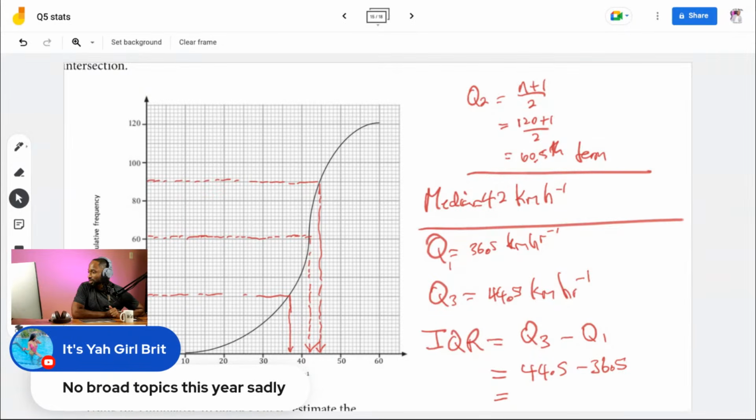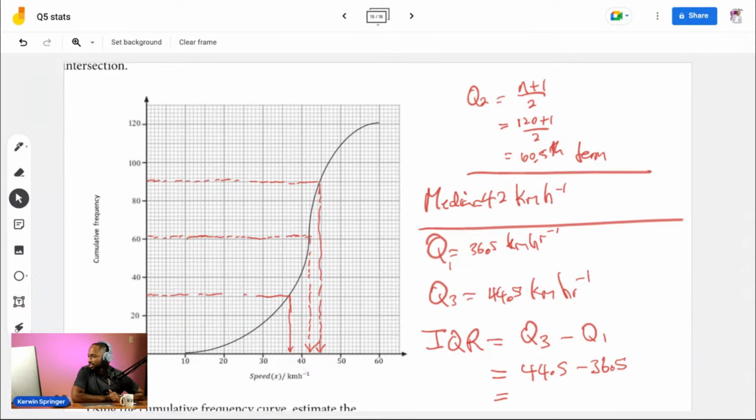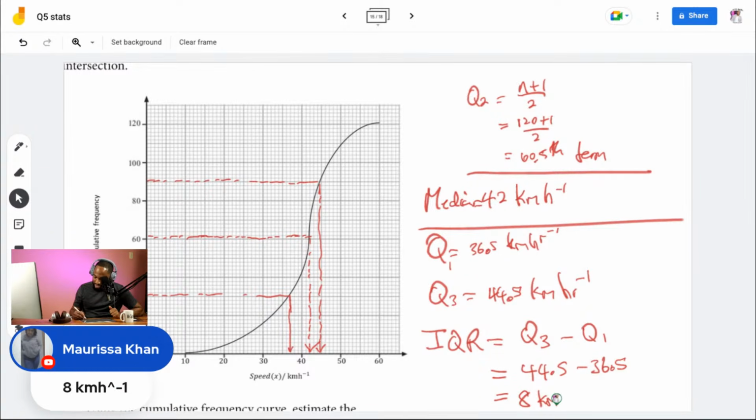So check Q1, did I make a mistake with Q1? How much did I get for Q1? I get 36.5. It looks like 37, but I know why I see 36.5. So the IQR is 8 kilometers per hour. Let's stop writing things like that now. Put in the units now.